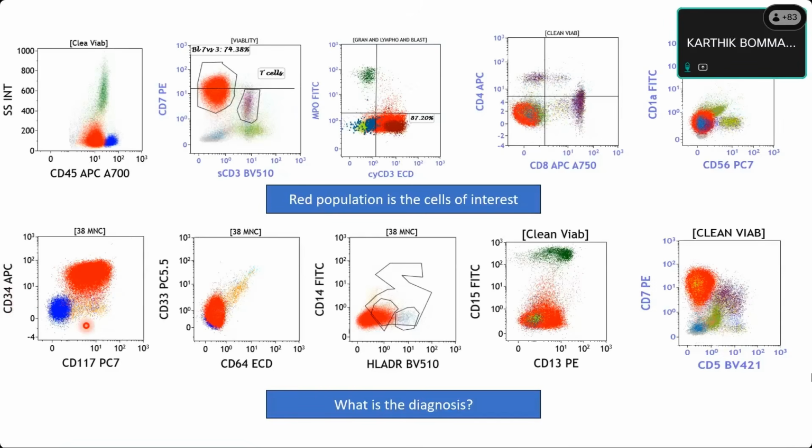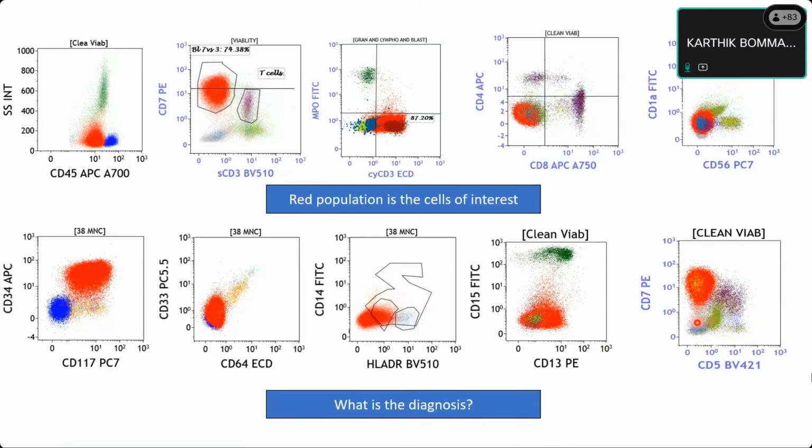Okay, and this is your CD5 expression. What is CD5 expression? CD5 here is on the x-axis. CD7 positive, CD5 positive. Yes, agree. So what is your diagnosis in this case? Sir, precursor T cell ALL.